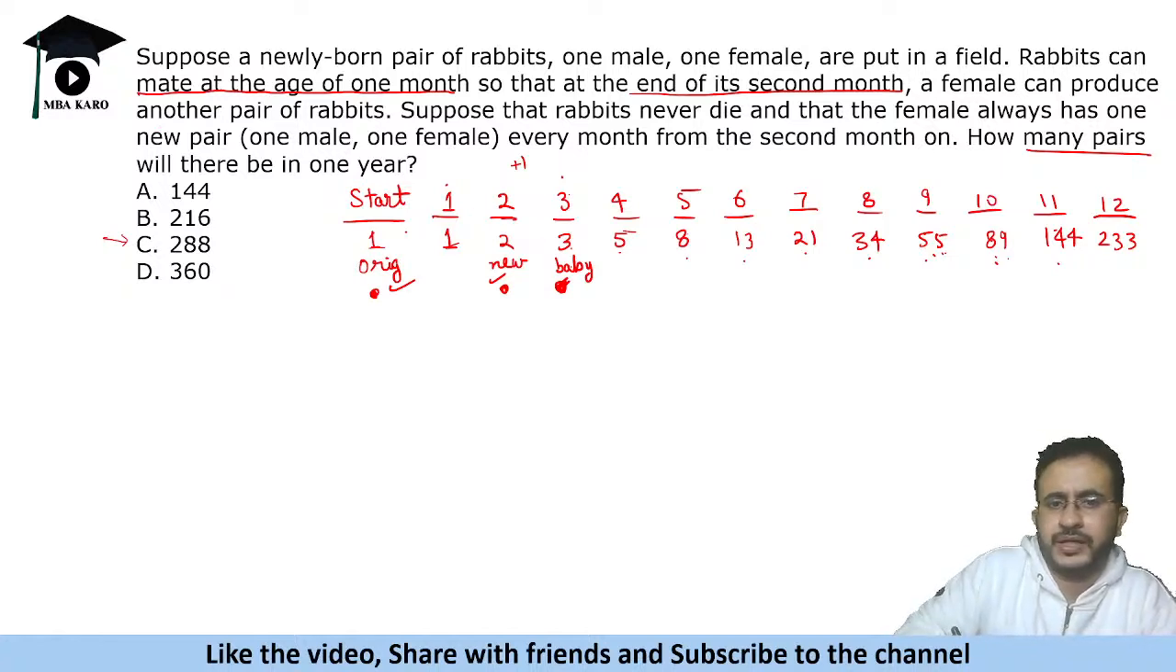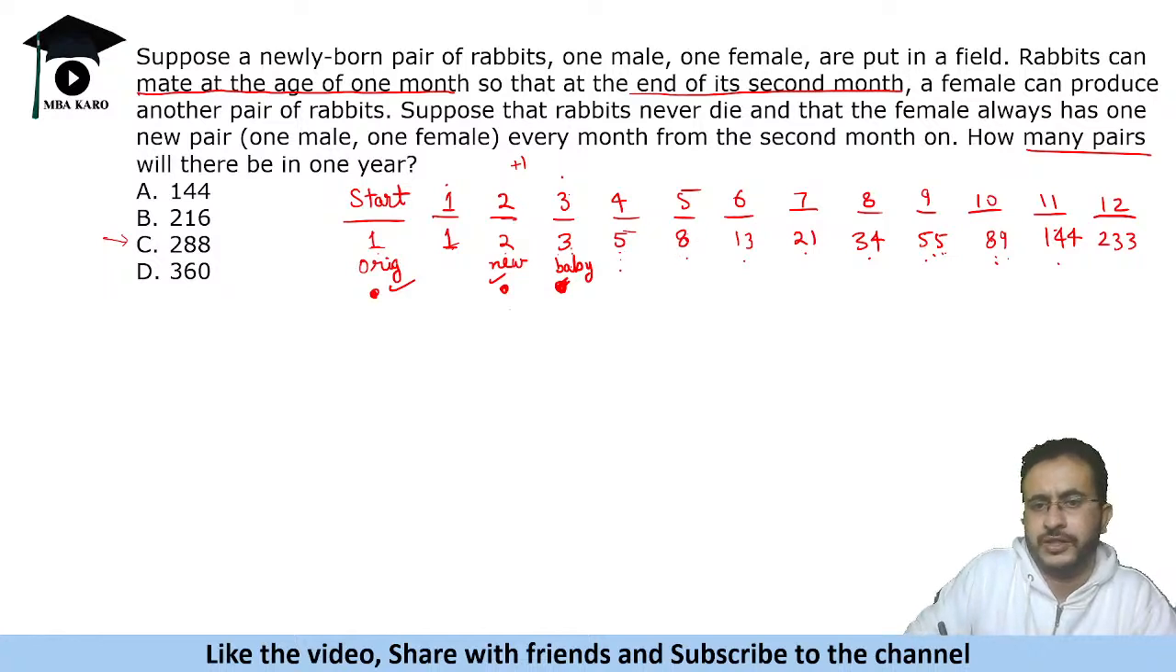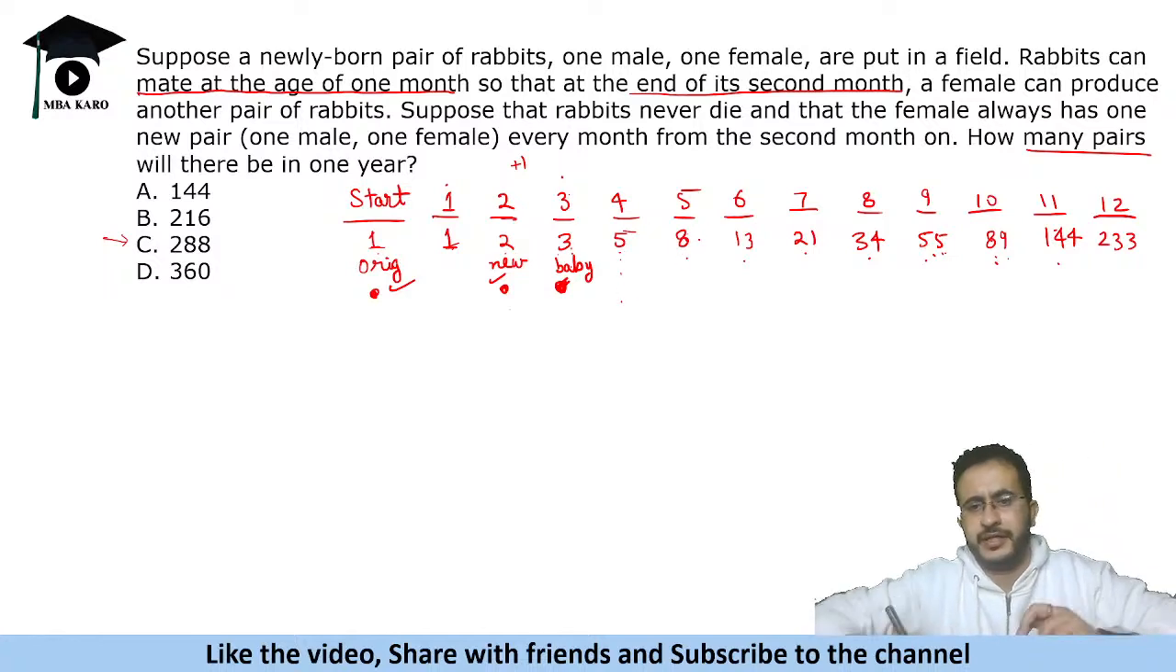Okay, so start by forgetting everything. One month only one, two months two. Now third month, the original will produce, new will not produce. So three. Fourth month, these two will produce, right? Original plus new. Fifth month, these baby, new and original all will produce. All these five will produce. So you will get eight and so on.